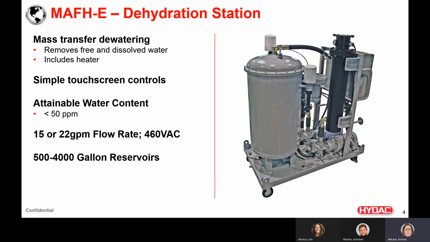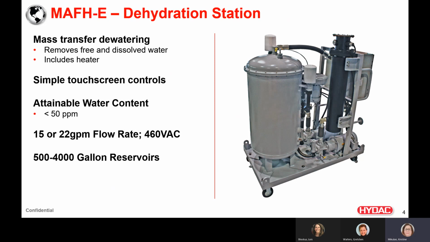So the first product we're going to cover is our MAFHE series of dehydration stations. So these are going to be our mass transfer dewatering units to remove free and dissolved water from your oil. These units do include a heater option, so we can warm the fluid up for better water removal. They are easy to operate with simple touchscreen controls on a user-friendly HMI. We can achieve water contents of less than 50 parts per million.